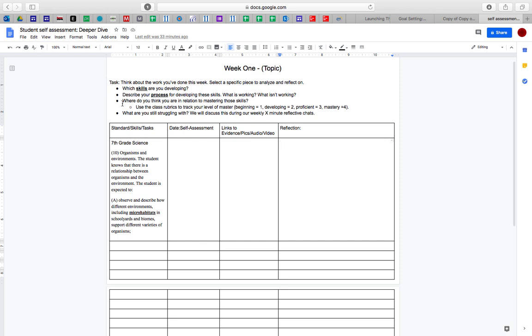And then up here at the top, just some scaffolding questions for the teachers to ask the students, or to help the students walk through the process. Which skills are you developing? Describe your process. And if they don't have a process, maybe share with them the SMART goal approach. Where do you think you are in relation to mastering these skills? Is it beginning, developing, proficient, or mastery?